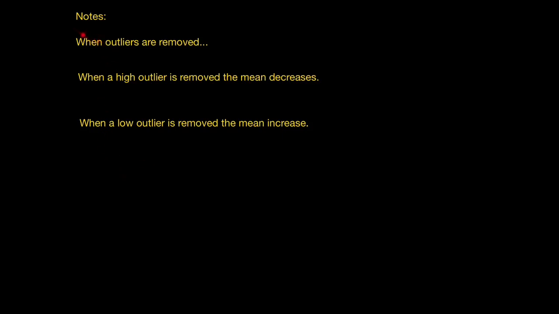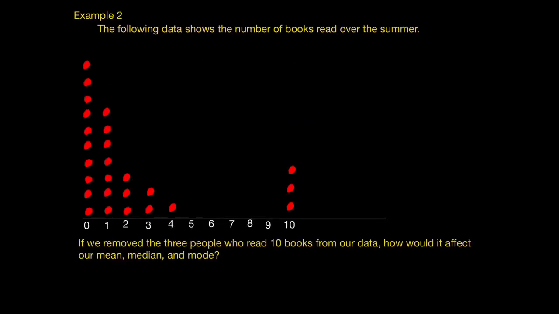Okay, so please take these notes. When a high outlier is removed, the mean decreases, and when a low outlier is removed, the mean increases. Let's explore one of these situations in this example, example 2.